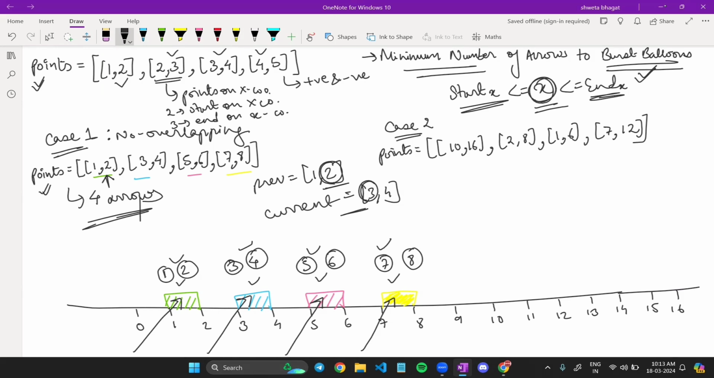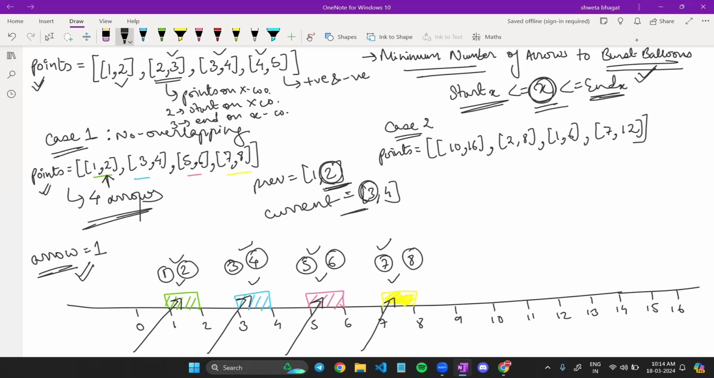So whenever we see that they don't have anything in common, what does it mean? It means that we need to shoot an arrow in order to burst that balloon. That is, we need to shoot separate arrows for each of them, right? So let's say we will take a variable arrow. Initially, it would be 1. Now, what does this arrow represent? It represents how many arrows we require in order to burst all the balloons, correct? So at least we will require 1 arrow to burst the balloons, fine?